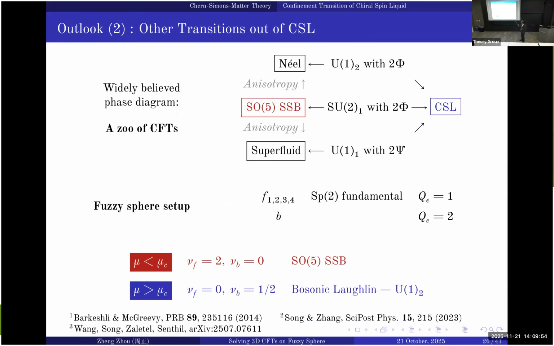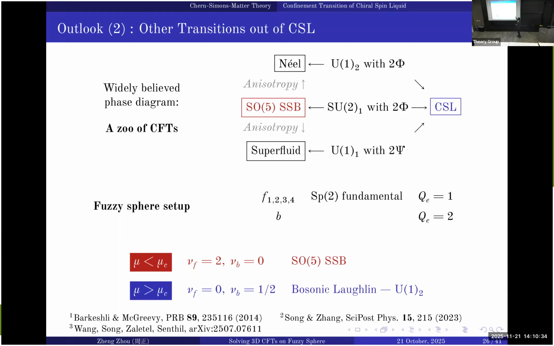So we can also ask, are there other transitions out of the gyrospin liquid? It has been proposed a zoo of CFTs between the gyrospin liquid and, for example, the Neel and the superfluid, which spontaneously break the SO3 and SO2 symmetry. And further, a transition between gyrospin liquid and SO5 SSB, which flows to these two theories. Each of these transitions is proposed to be described by some kind of Chern-Simons-matter theory.